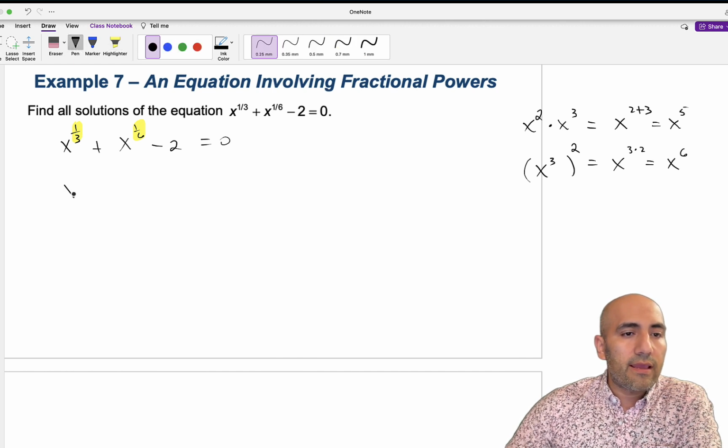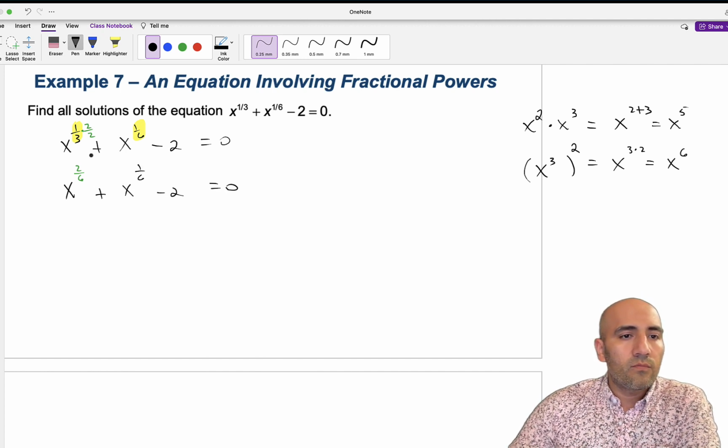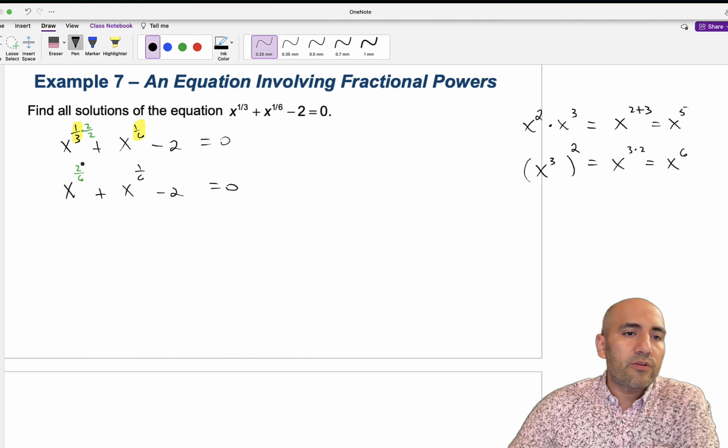I can write x to the 1/3 power. I can multiply this by a little 2 over 2 right in there to give me 2 over 6 from here, plus x to the 1/6 minus 2 equals 0, right? So 2 over 6 reduces to 1/3. But I did that because now they both have a 6 in the denominator of this little fraction. And now I can also rewrite it this way.